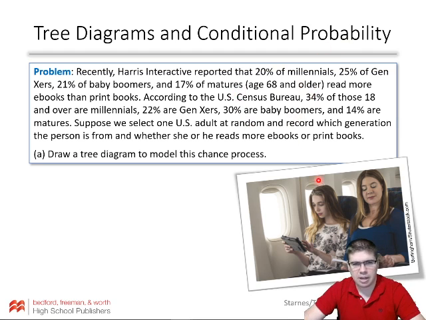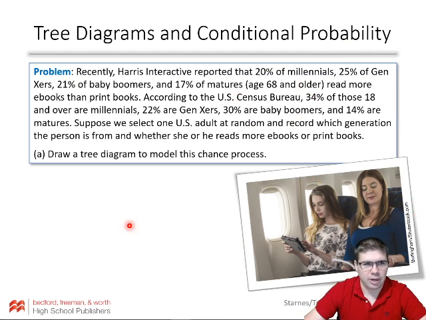This can get very complex very quickly. First, we're going to split off with the percent that are in each of these categories. So 20% millennials and so on. Or, let me, maybe I actually got this backwards. Oh yeah, sorry, I was wrong on that. That's actually of the millennials, 20% of the millennials read ebooks. So we're going to split off this first.